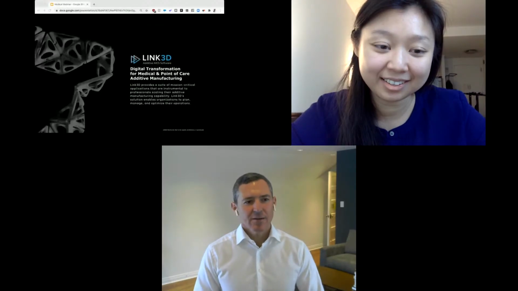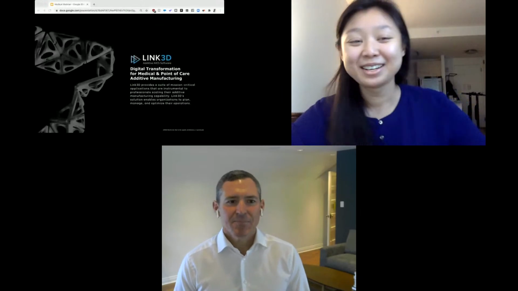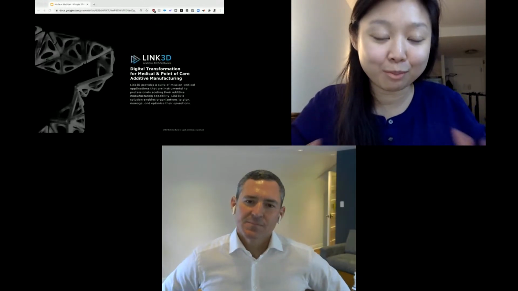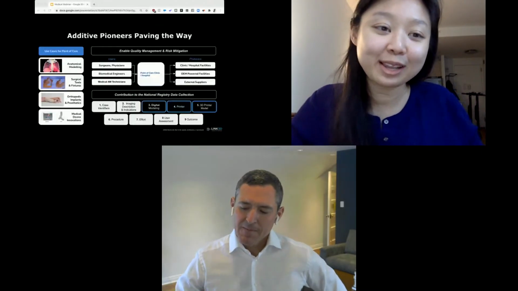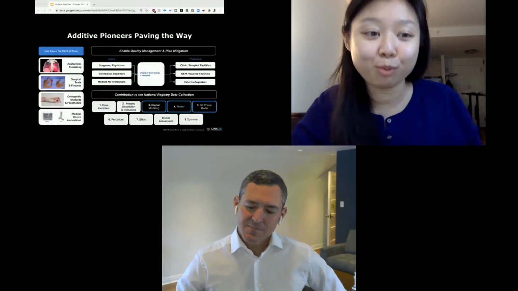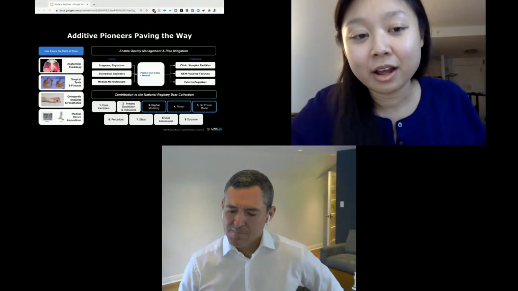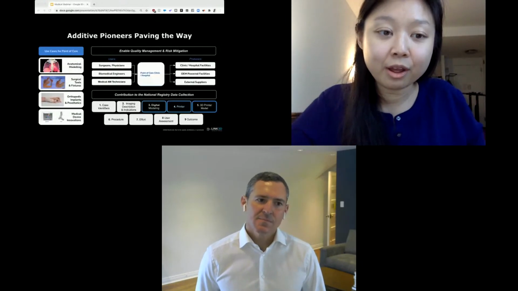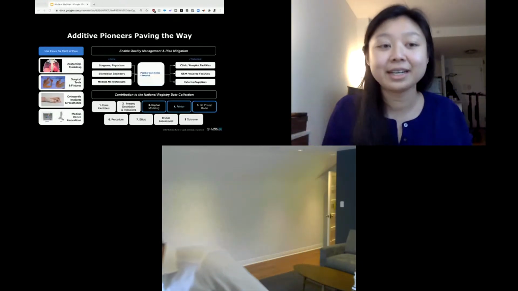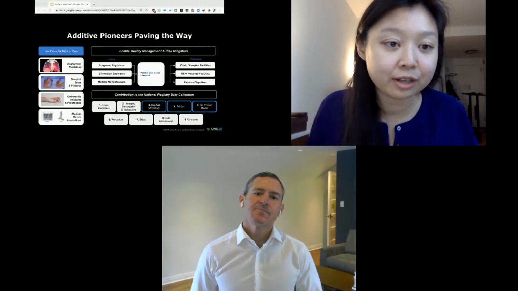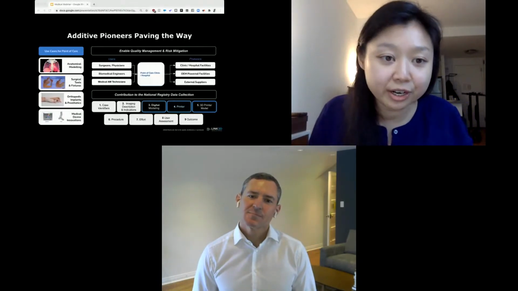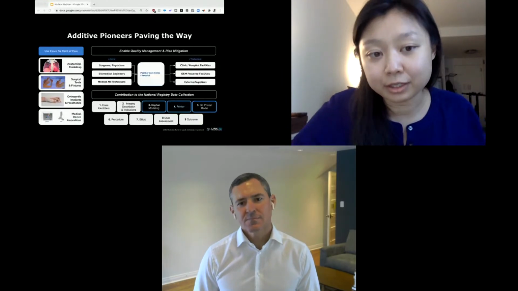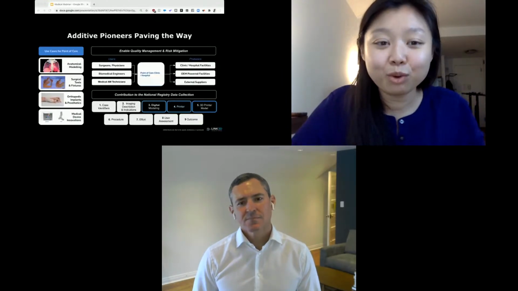What are we talking about today, Janet? Thanks, Mark. So we're talking about the additive pioneers that are really paving the way in the medical and point of care space. So as we can see on the left-hand side, these are use cases for point of care. And on the right-hand side are two major initiatives that can help enable higher quality care for patients. And so let's just take an example, anatomical modeling. You've got surgeons and physicians working with engineers to help define what are the requirements and specs for enabling the patient. And then where are we going to produce it?